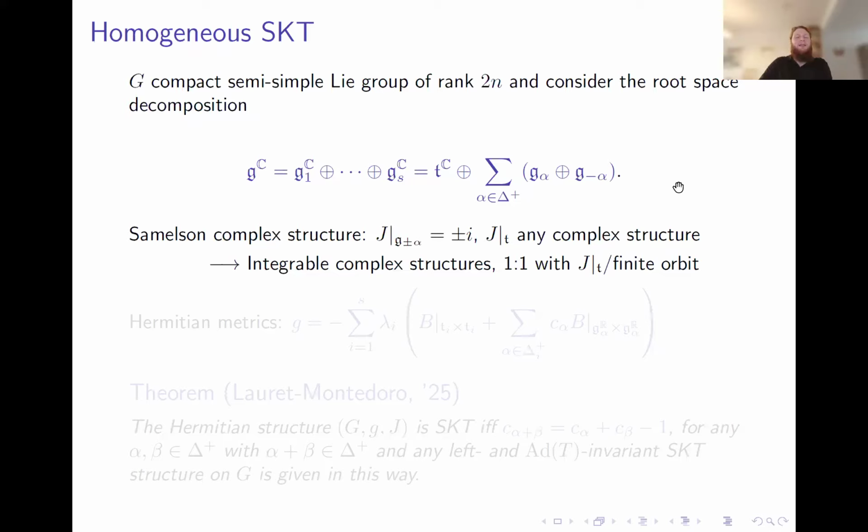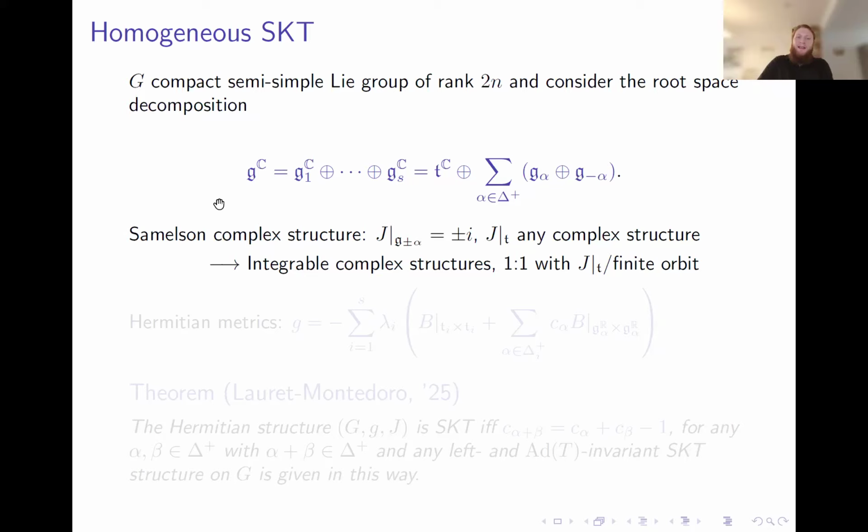And for that, they are known to exist on compact semisimple Lie groups of even rank. They are so-called Samuelson complex structures. So we take a compact semisimple Lie group and consider its root space decomposition: the Cartan subalgebra, and you split it up into its root pairs. And for notation reasons, I also split it up into its simple factors.